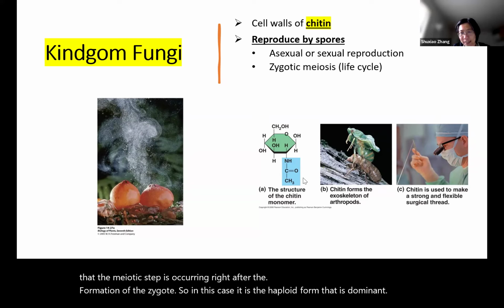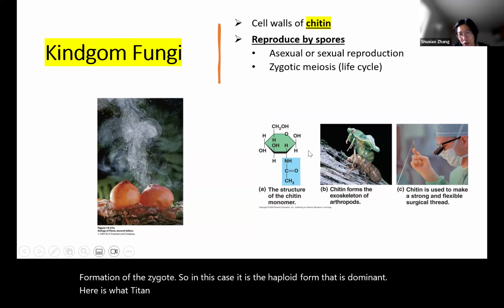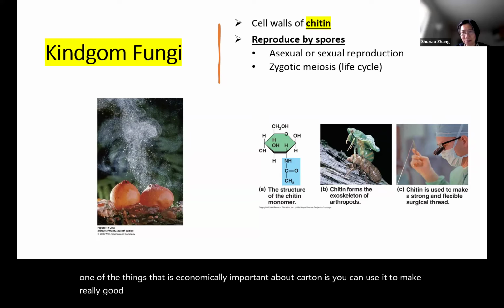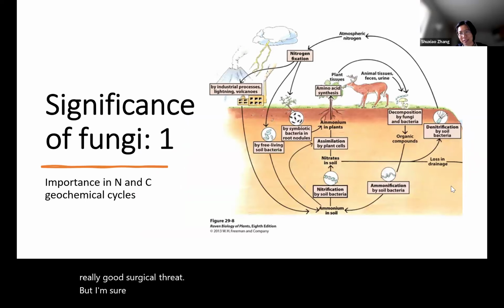Here's what chitin looks like. You do have a sugar molecule there on the top. And one of the things that is economically important about chitin is you can use it to make really good surgical thread. But I'm sure you know there are many other reasons why fungi are important, right?